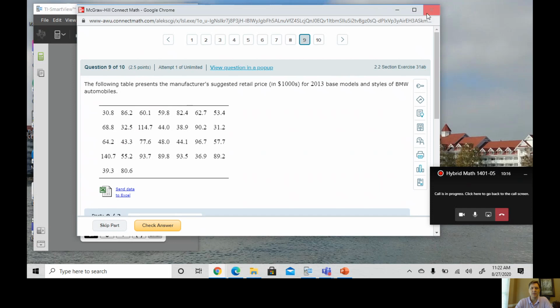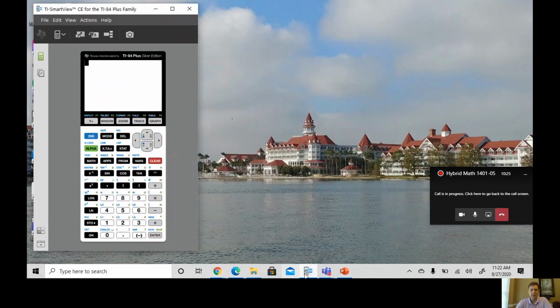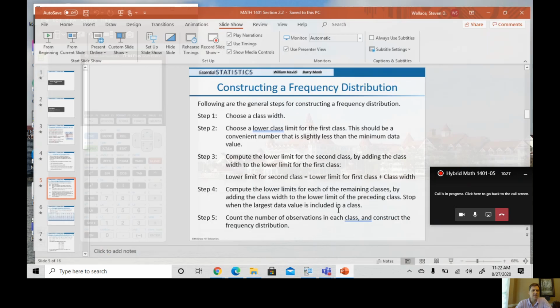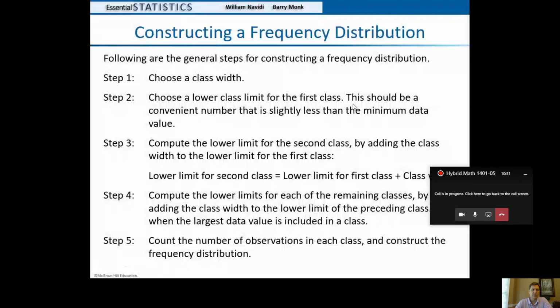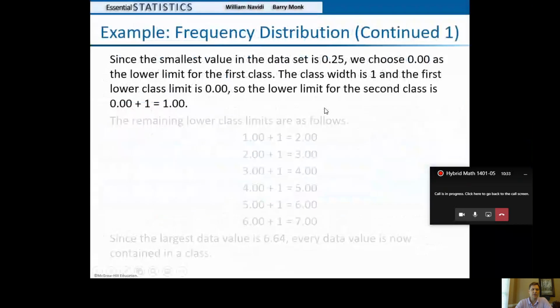So I think those are the main points from section 2.2 that were asked about in the problem session. What else is there from the section?